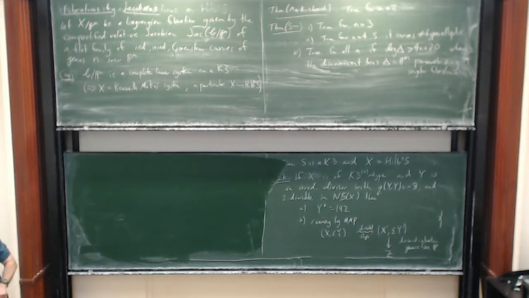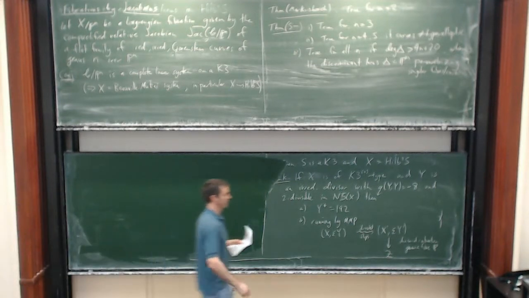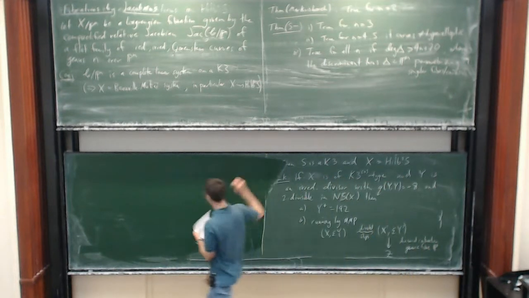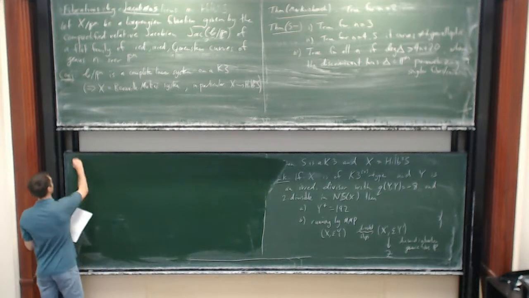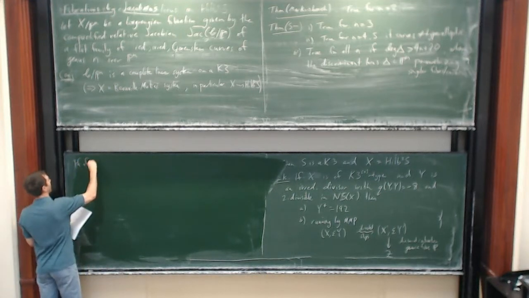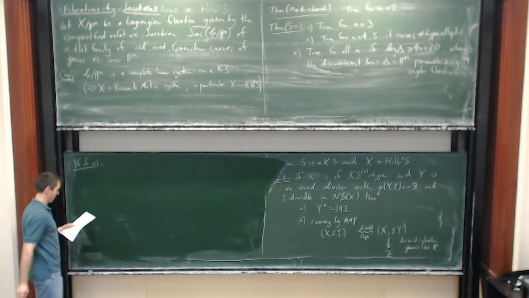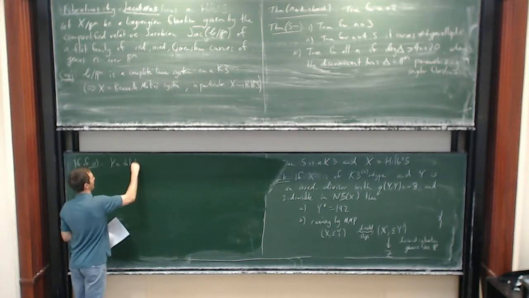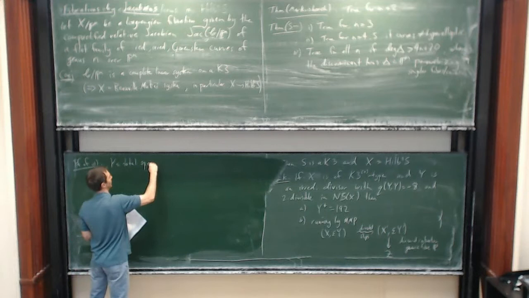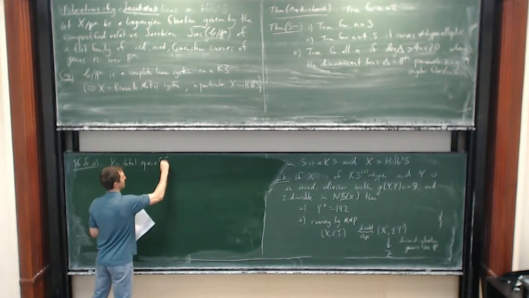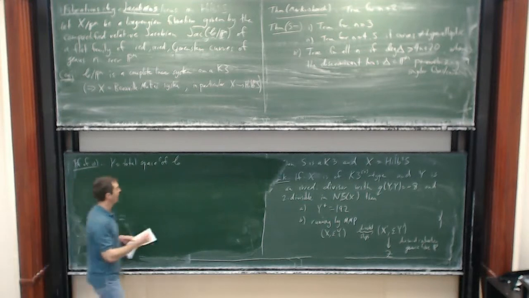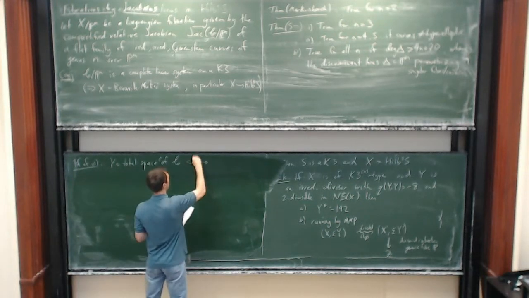So maybe in the last several minutes, I'll just sketch out how to get this result. So this is the proof of 3. So we let Y be the total space of this family of curves. So this is n plus 1 dimensional, and this embeds in X by the Abel-Jacobi map.